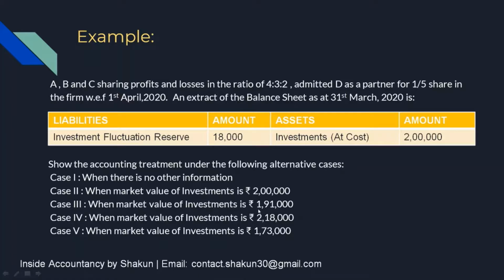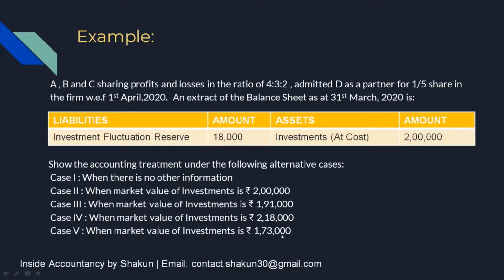When the market value of investment is 1,91,000, this leads to a decrease in the value of investment, which should be covered up by IFR. In case 4, when the market value is 2,18,000, the market value is more, so the investment is increasing. An increase in investment does not affect the investment fluctuation reserve. It will be transferred to revaluation. And when the market value is 1,73,000, there is a decrease in investment, but the decrease is more.